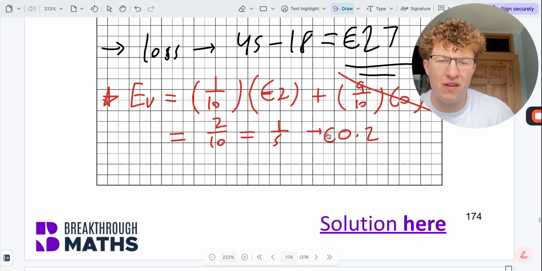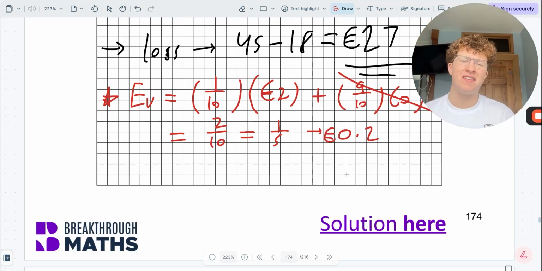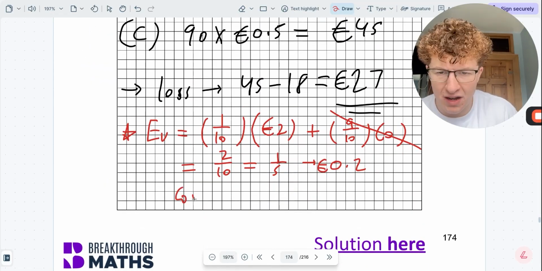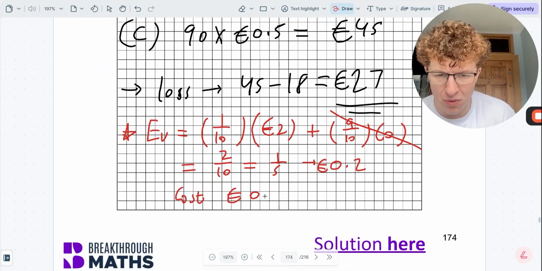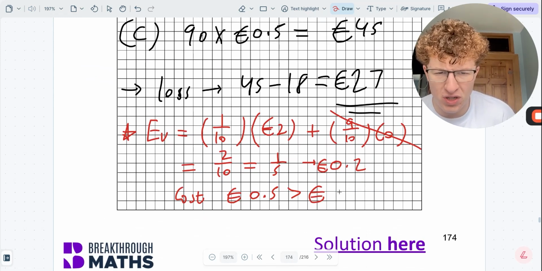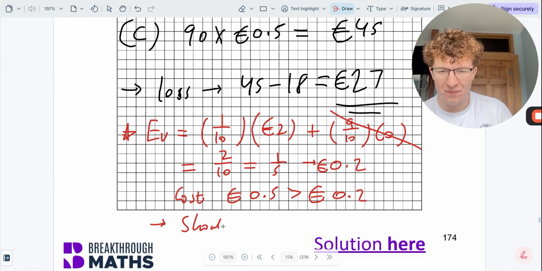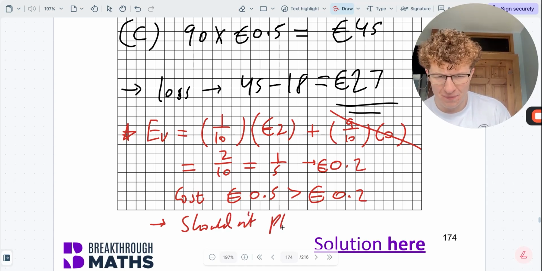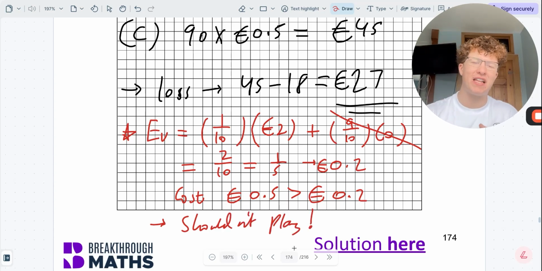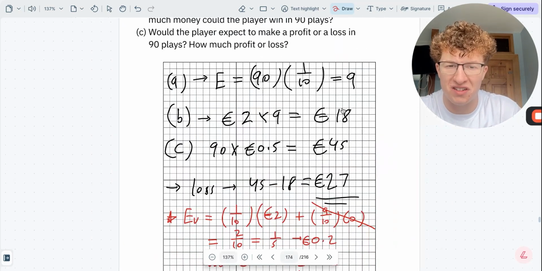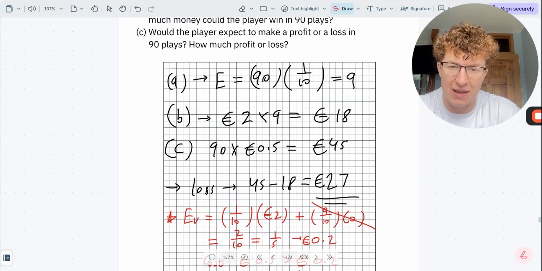So on average, if you play the game, you should expect to get 20 cents back. But notice it cost 50 cents to play, so 0.5, which is greater than 0.2, the amount you're expected to get back. So you shouldn't play, because the expected value is below the cost to play. And we proved that here in the actual question itself. If you play 90 times, we said you're expected to win €18, but you paid 45 for those 90 games. So it's not fair.